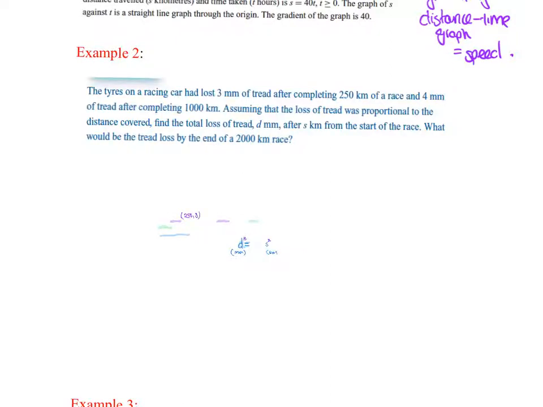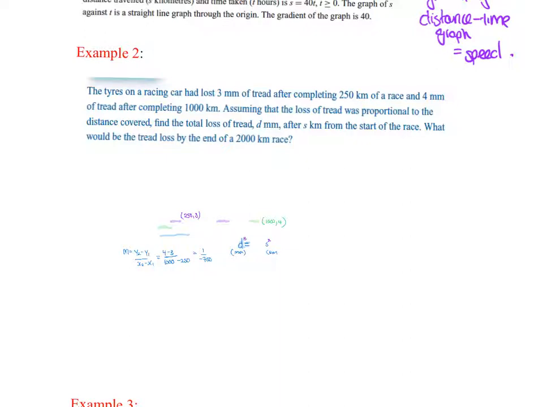Are you happy with that? And then the other point, how could I write that one? It would be 1,000, 4. Because we want to put the X first, don't we? So why did I do that? So I can use my gradient formula to find the gradient. I had to have it the right way, otherwise I'll get the wrong thing, won't I? So I get 1 over, negative, so it's a negative gradient. Yep, that makes sense.